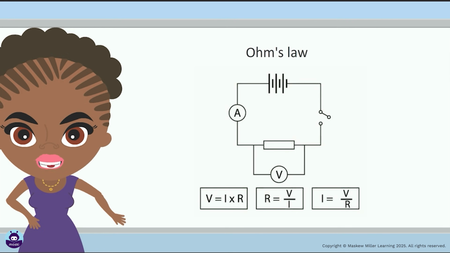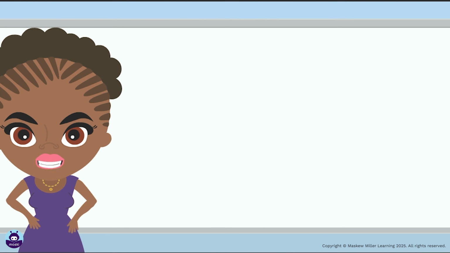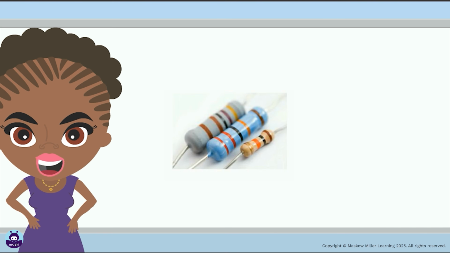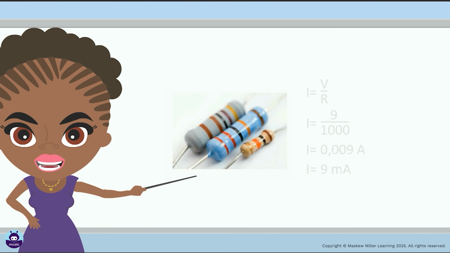Ohm's law is a formula that states that the current in a circuit is directly proportional to the voltage across the circuit. It is extremely important for understanding the relationship between current, voltage, and resistance. For example, if we have a 9-volt battery connected over a 1 kilo ohm resistor, the current through that resistor equals 9 divided by 1000, which is 9 milliamperes.